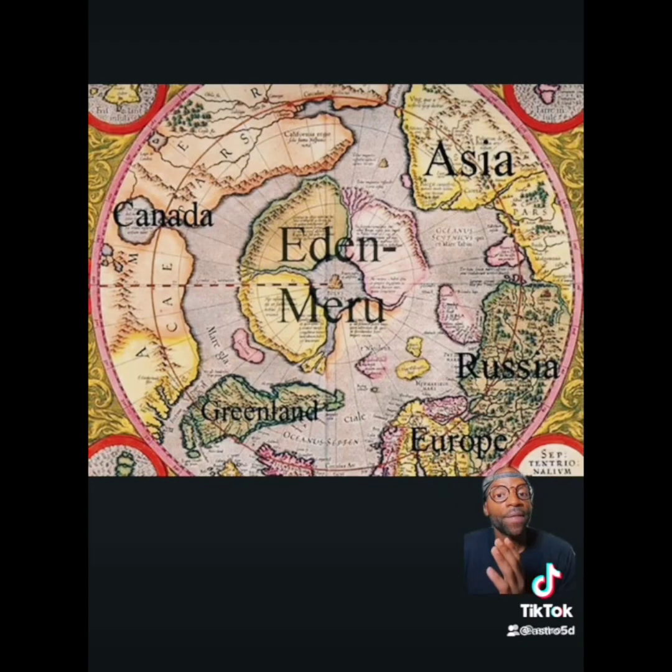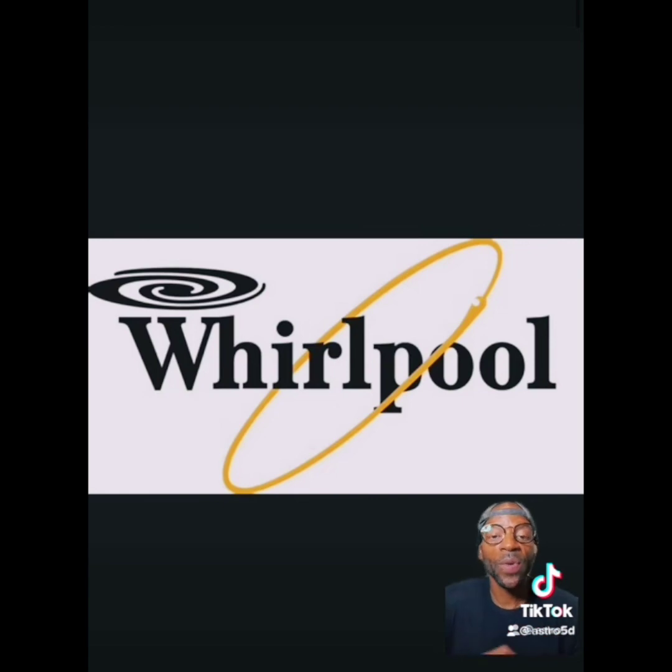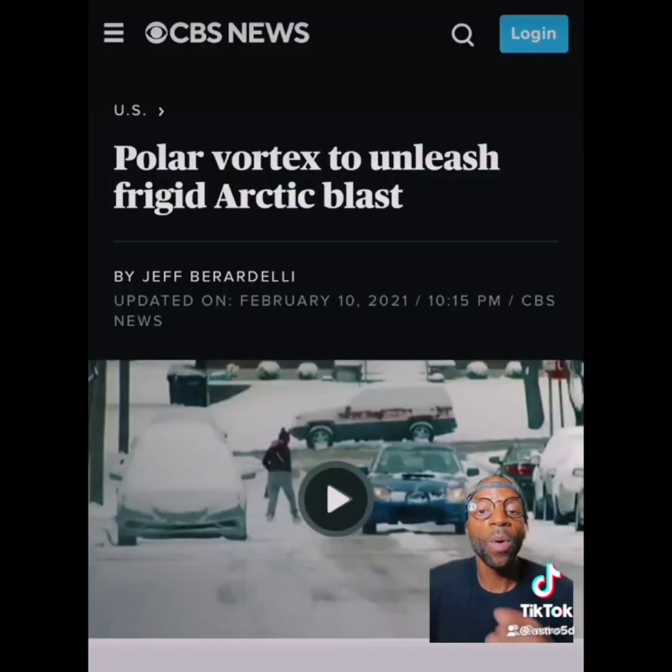So at the Garden of Eden, you can look into the depths of the earth. Another way of saying that is at the magnetic North Pole, you have an entrance to hollow earth. And of course, in the Garden of Eden, you have the great tree in the center. And in the center, you also have the great whirlpool, or you can also call it the polar vortex.